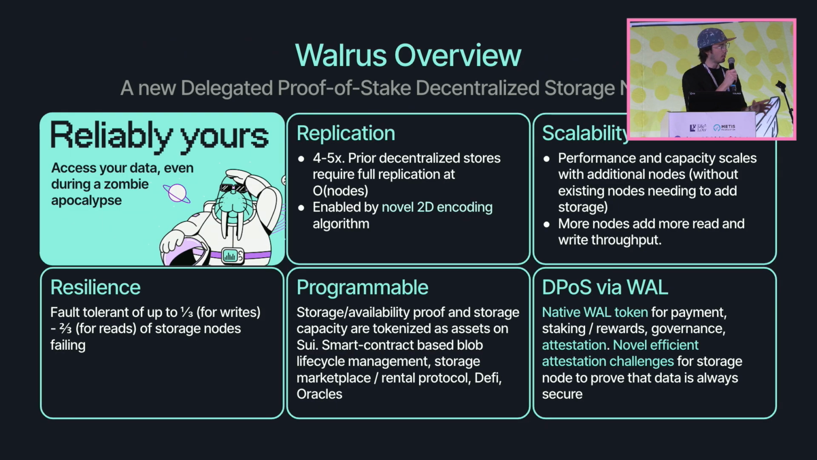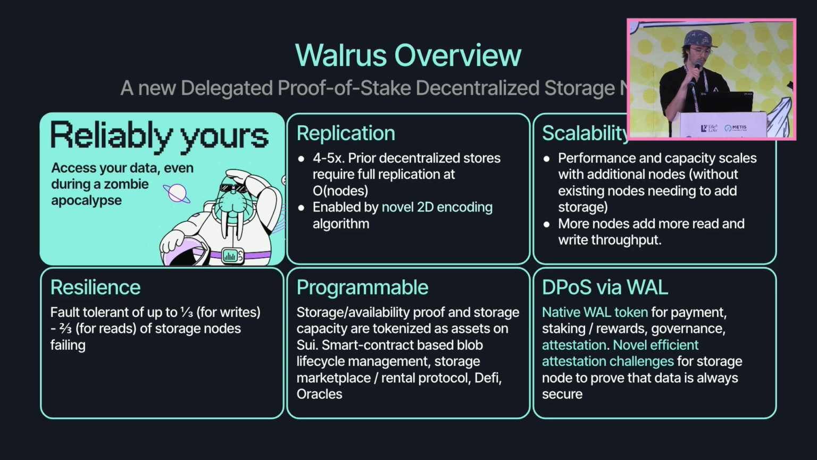So differently from other networks, we use a novel 2D encoding algorithm for storing the data and distributing it throughout the network. Most other networks have full replication, which means if you upload a gigabyte, every single node in that network has to also hold that same gigabyte. So this requires a lot more performance, which makes everything cost a lot more.